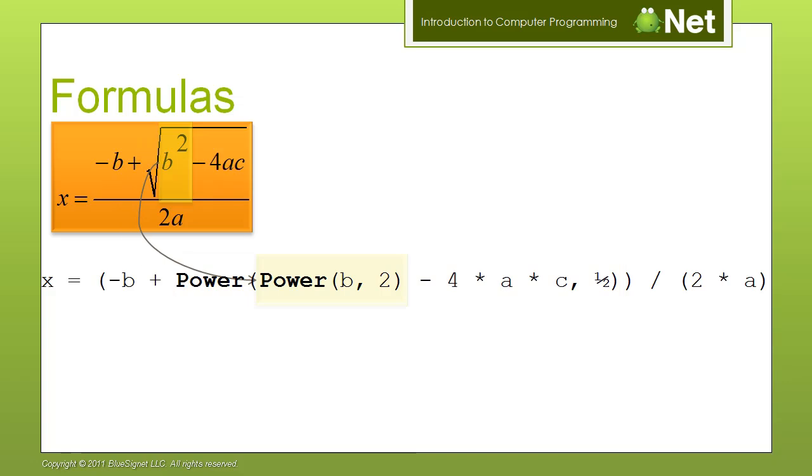Then we have b to the power of 2, which is this here, minus 4 times a times c, which is this value here. And lastly, the second chunk of this, we divide it by 2 times a.